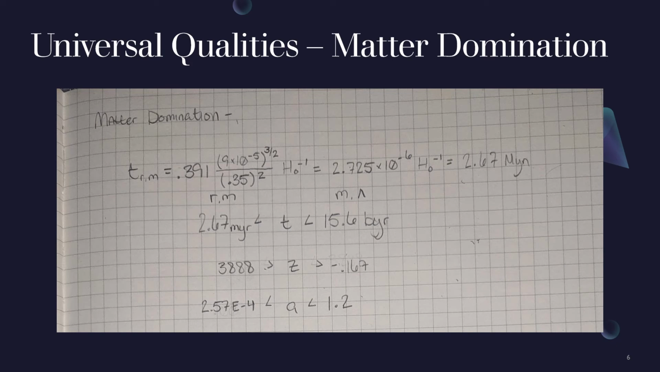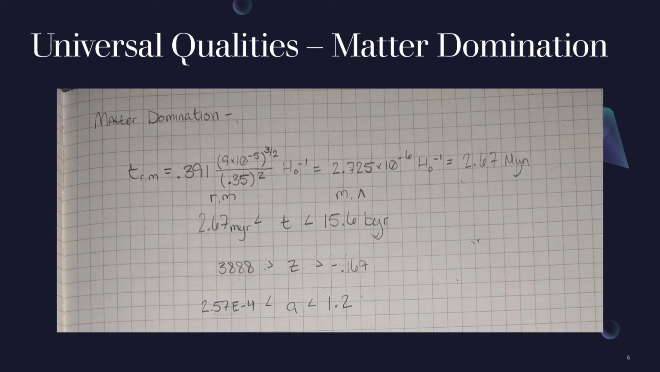Next was to choose a time period and describe the quantities of that time period. The time period that I chose was between radiation matter equality and matter dark energy equality, so a time between 2.67 million years and 15.6 billion years. I mapped out the parameters through that time. At radiation matter equality, the redshift would be 3,888, and at matter dark energy equality, it would be negative 1.67, the blueshift.